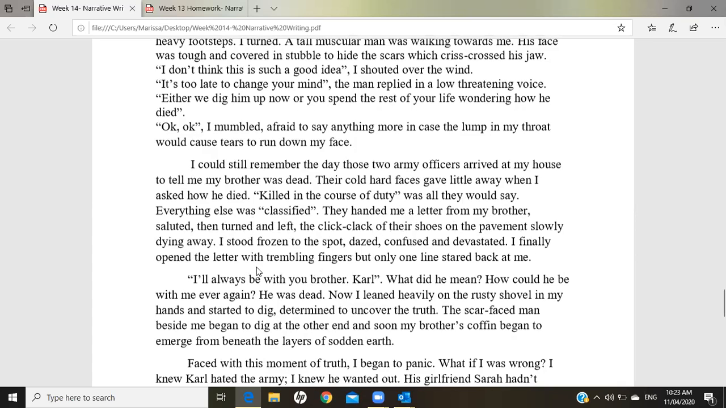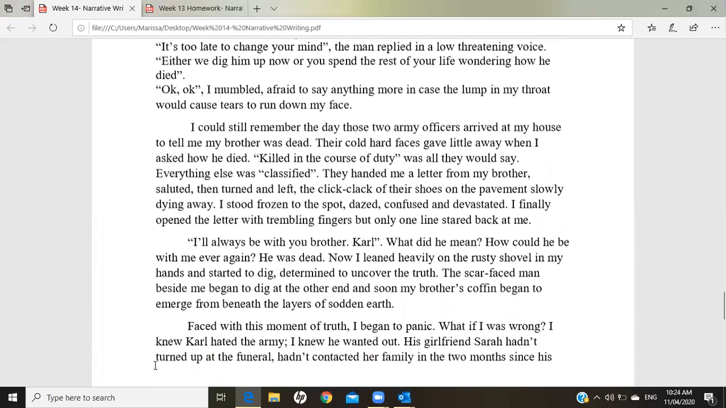I finally opened the letter with trembling fingers, but only one line stared back at me. I'll always be with you, brother Carl. What did he mean? How could he be with me ever again? He was dead. Now I leaned heavily on the rusty shovel in my hands and started to dig, determined to uncover the truth. The scar-faced man beside me began to dig at the other end, and soon my brother's coffin began to emerge from beneath the layers of sodden earth.